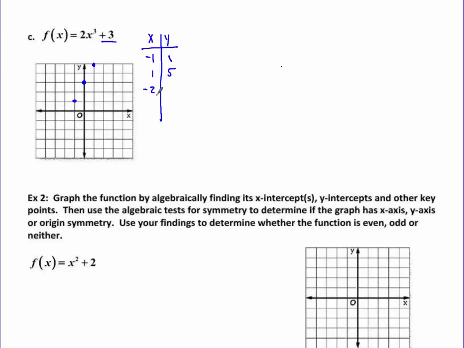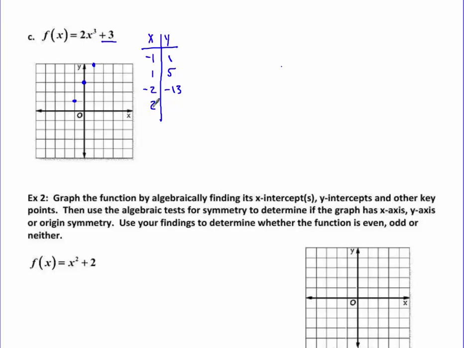I'm going to pick -2 and 2 because they're in the vicinity of where I'm working. So I take -2 cubed, which is negative 8, times 2 is 16. So that's negative 16, plus 3 is negative 13.